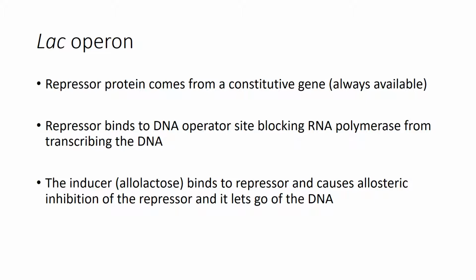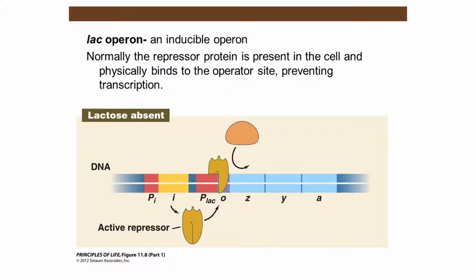So in order to turn this thing on, we need to have an inducer present. The inducer is going to help remove that repressor. In the case of the lac operon, allolactose is going to be the inducer. The allolactose will bind to the repressor, and through allosteric regulation or allosteric inhibition, that repressor is going to change shape, because that's what allosteric regulation means. A molecule binds to a protein and it causes a protein to change shape. Once that protein changes shape, it moves off the operator and allows transcription to take place.